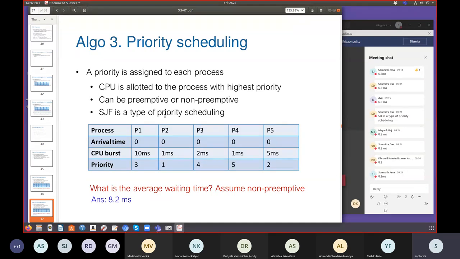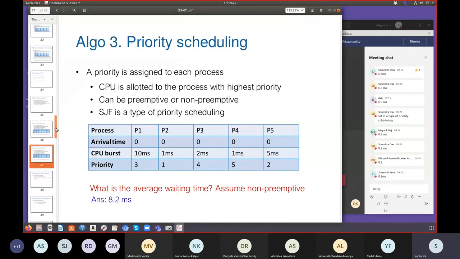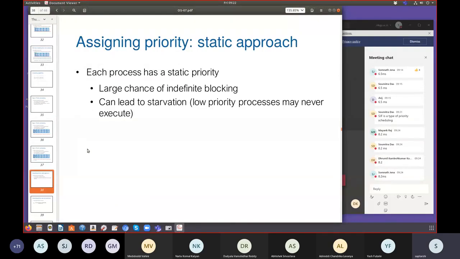So here we assume non-preemptive, but again, I leave it to you as a task to figure out what can be the difference if we consider the preemptive version of priority scheduling. So if a higher priority process comes, then the current process would be immediately stopped. That I leave as a home task. Okay, so now here also the question is how to assign the priority of a process.